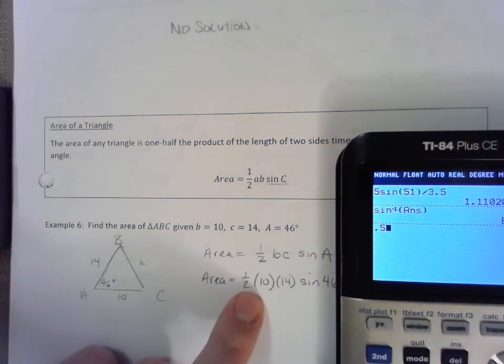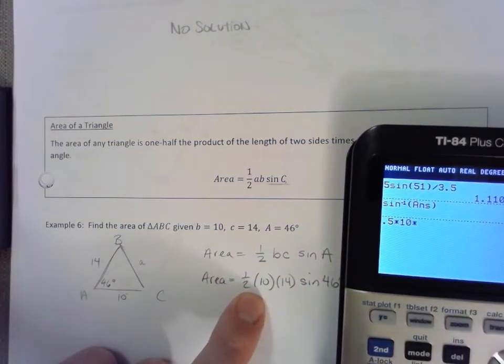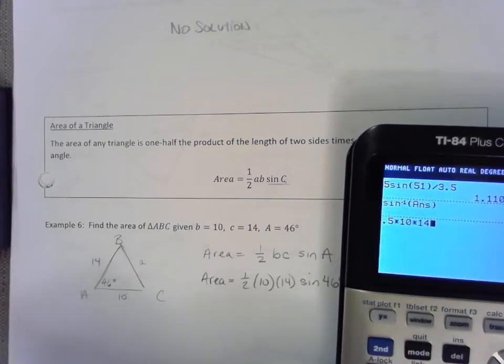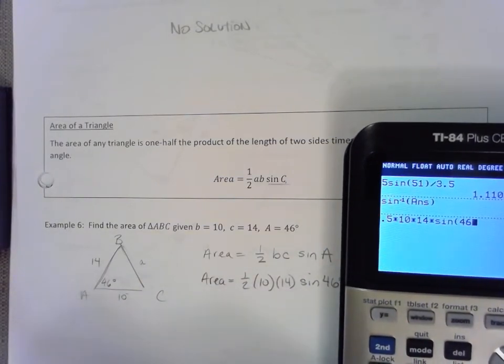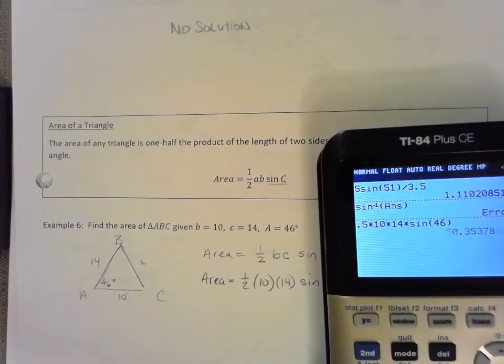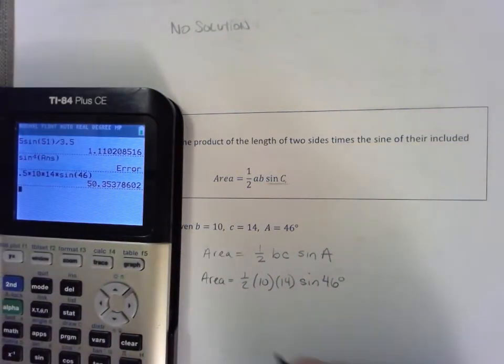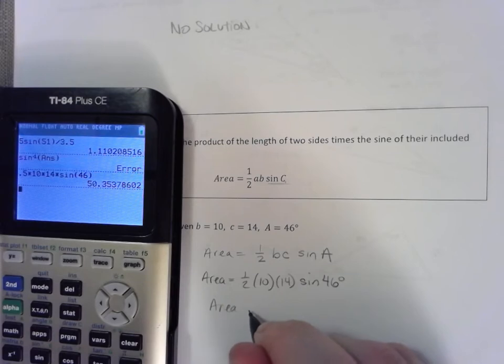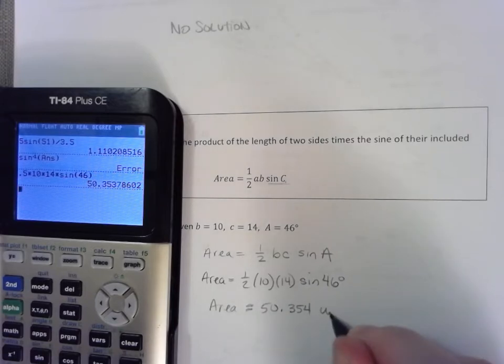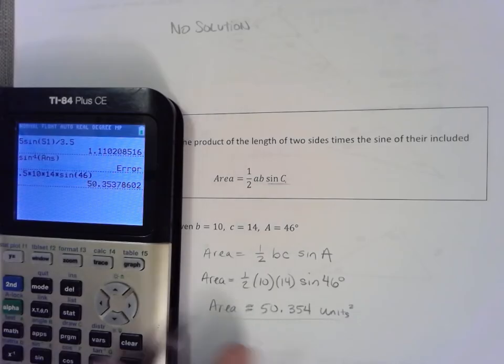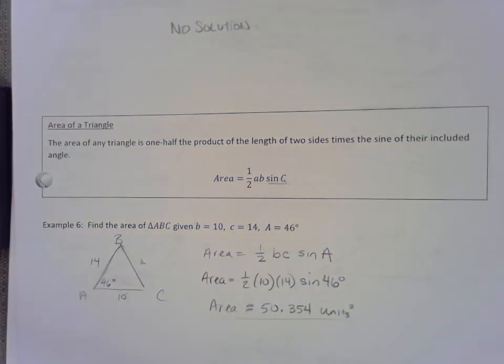.5 times 10 times 14 times the sine of 46 degrees. Hit enter. We have the area is approximately equal to 50.354 square units squared. Alright, so I'm not really sure why this works. It probably has something to do with some trigonometry.